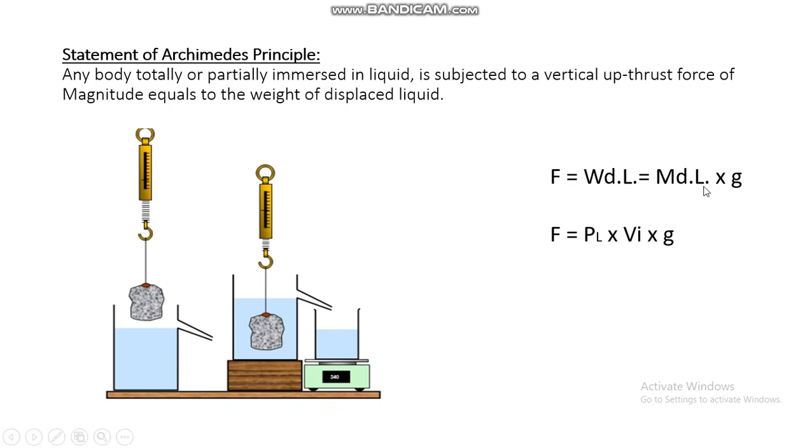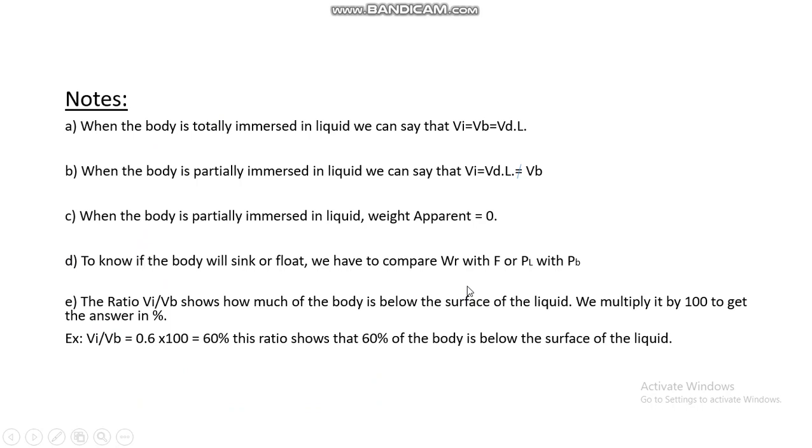We use this formula: mass of displaced liquid times gravity. If the mass of displaced liquid is not given, we use Archimedes' main formula, which is F equals rho liquid times VI times gravity. Rho liquid stands for the density of the liquid, VI stands for the volume of the immersed part of the body, and g stands for gravity. Please keep in mind the following notes.